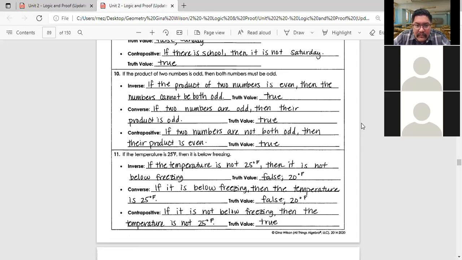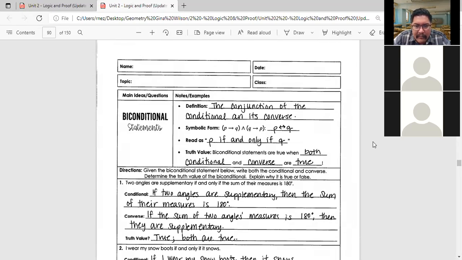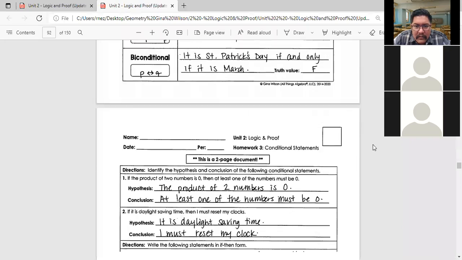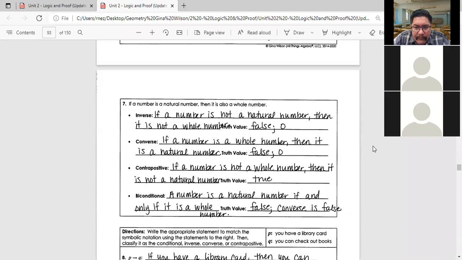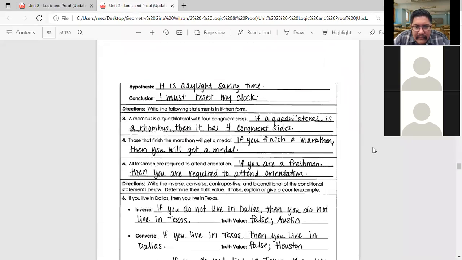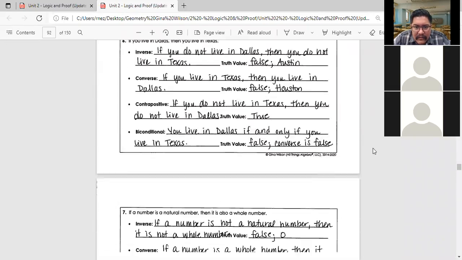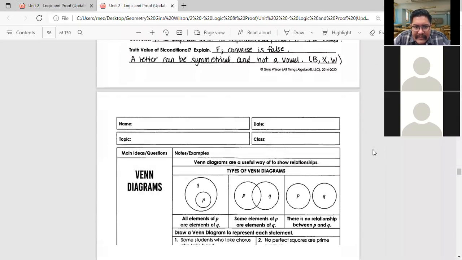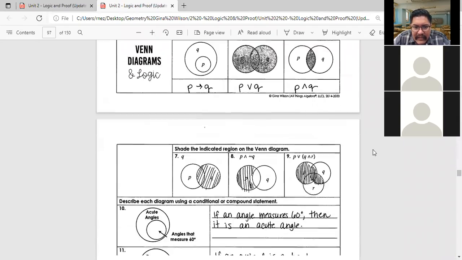All right, I'm gonna go ahead and go down to the next page, and we'll be done with this one here. Let me look ahead really quick. So the conditional statements, and then looks like there's going to be a quiz, and then it goes into Venn diagrams.